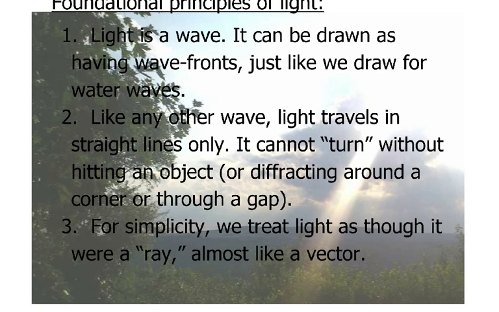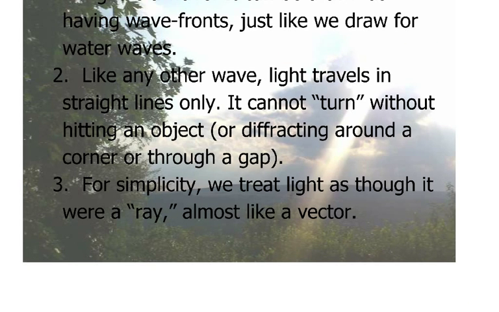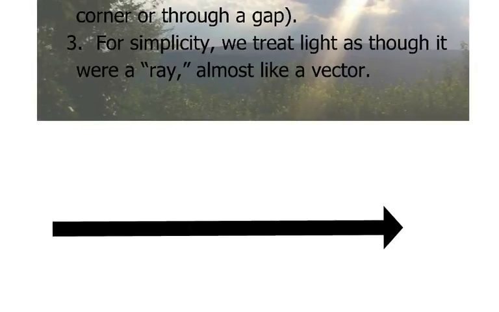So number 3, for simplicity's sake, we treat light as though it were a ray. We call it a light ray. Almost like a vector. It's a line with an arrowhead at the end. So it might look something like that, right there. So that's the way we're typically going to draw light, is something like this. A ray with an arrow at the end. Alright, moving on.